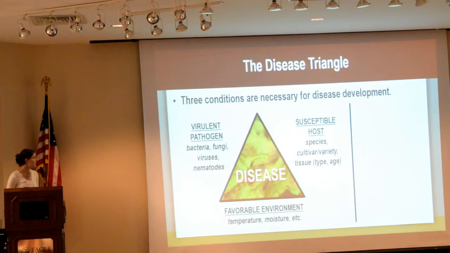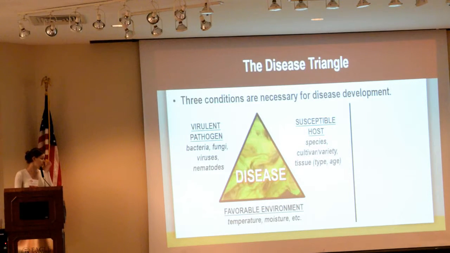So, the 3 conditions: you need a virulent pathogen that can be, for example, bacteria, fungi, or viruses. You need a susceptible host. Hosts may be susceptible depending on the particular species or depending on the variety. And also included in a susceptible host is the tissue type. With some diseases, only the foliage is infected. With other diseases, perhaps you only see symptoms expressed on the fruits.